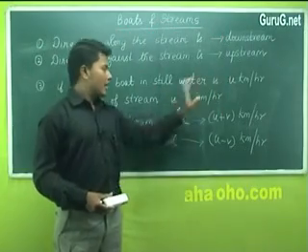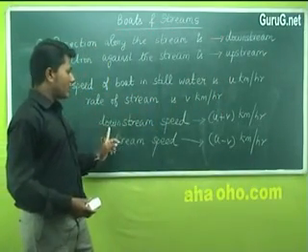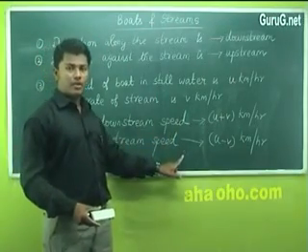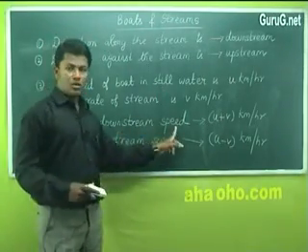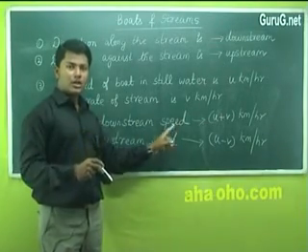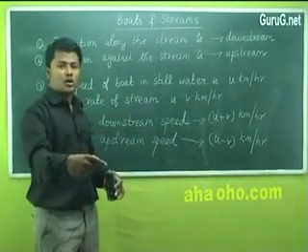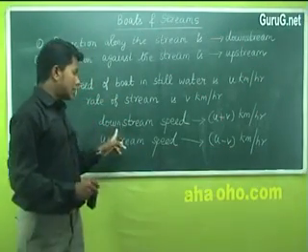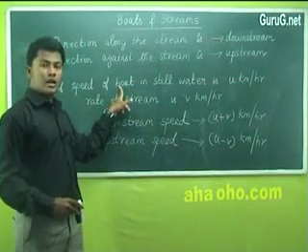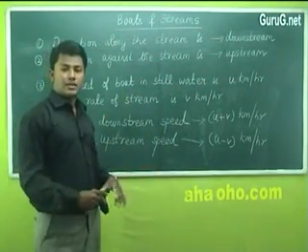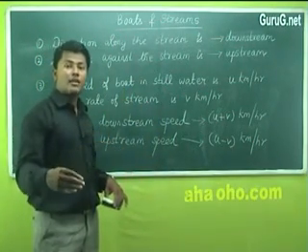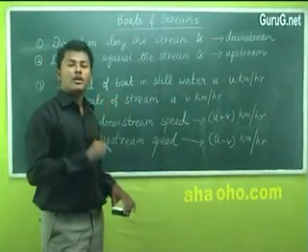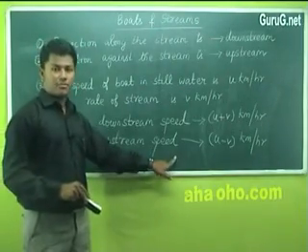Now, given the data of both these things, we can find the downstream speed and the upstream speed. What do you mean by downstream speed? The speed of the boat along the direction of the flowing water, that is, along the direction of the stream, is called the downstream speed of the boat. Similarly, upstream speed is the speed of the boat against the direction of the flowing water, against the direction of the stream.